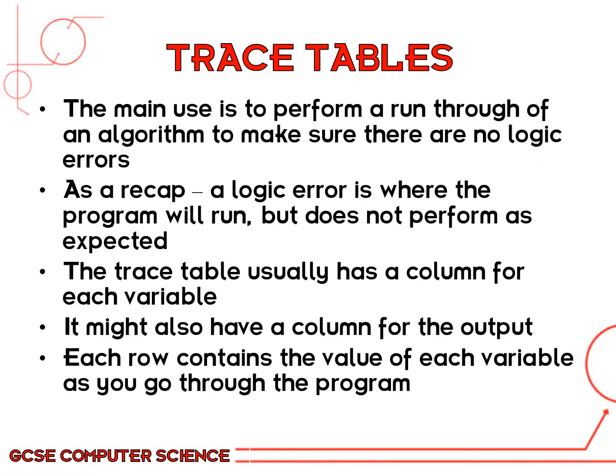So the main use of a trace table is to perform a run through of an algorithm to make sure there are no logic errors. As a recap, a logic error is where the program will run but does not perform as expected. The trace table usually has a column for each variable in the program. It sometimes has a column for the output as well. Each row of the trace table contains the value of the variables as you go through the program and also shows any outputs.